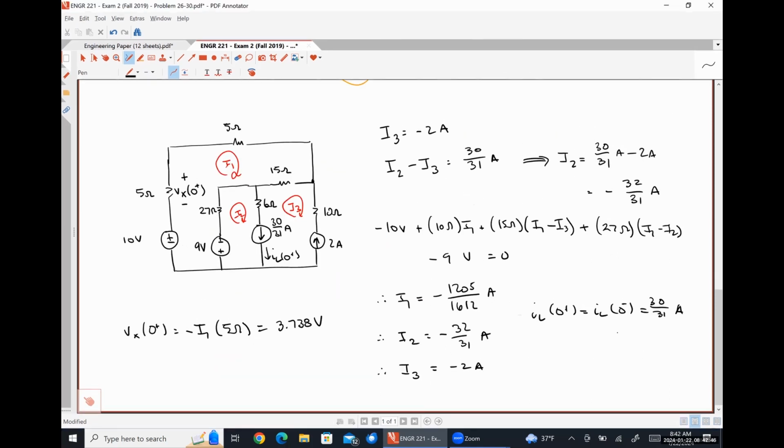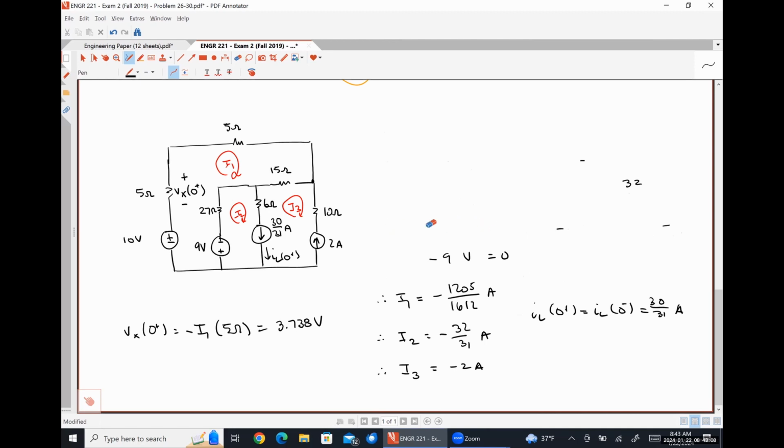Okay, so before we move on to t is equal to infinity, anybody have any questions about the analysis that we've done here? Fairly straightforward application of mesh analysis, nothing too wild or particularly crazy. Okay, so let me erase all this.